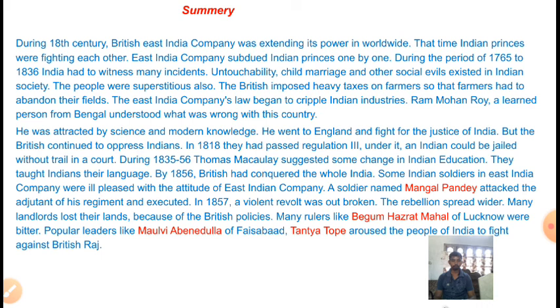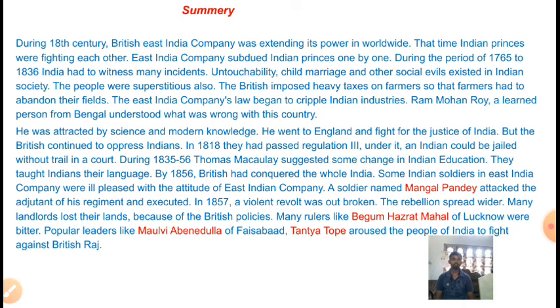So from this paragraph we can understand how the British subdued Indian people and what the weaknesses of Indian people were. So you can understand. He was attracted by science and modern knowledge. He went to England and fought for the justice of India. But the British continued to oppress Indians.